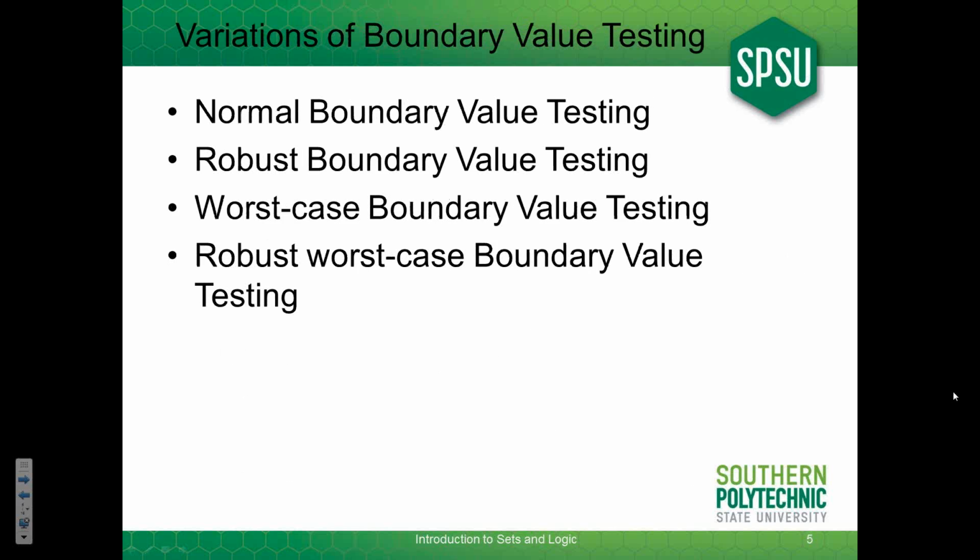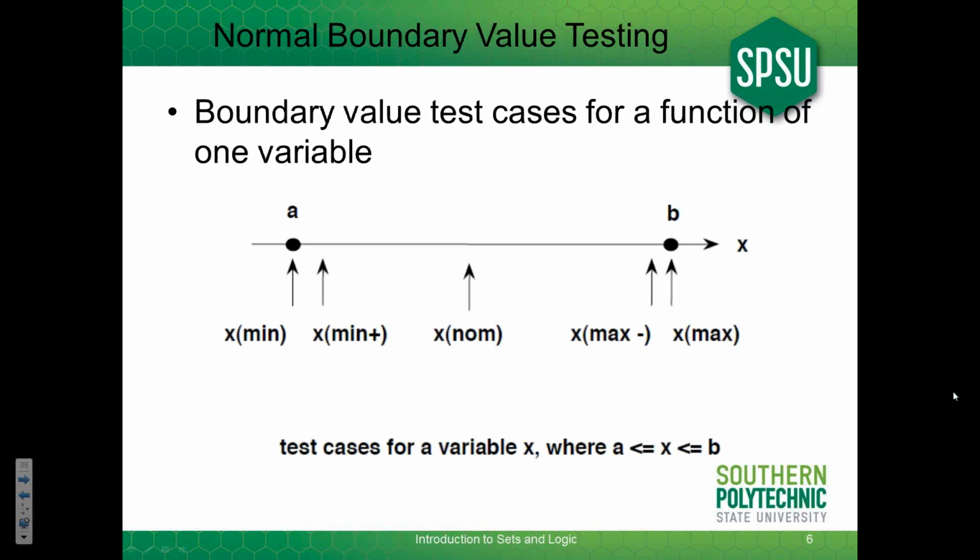So the variations of boundary value testing we are going to look at are the normal boundary value, robust boundary value, worst case, and robust worst case boundary value testing. They're very straightforward. Let's say you have a single variable. In the case of boundary value testing, in this particular case, the possible values of x are from A to B. These are the valid values.